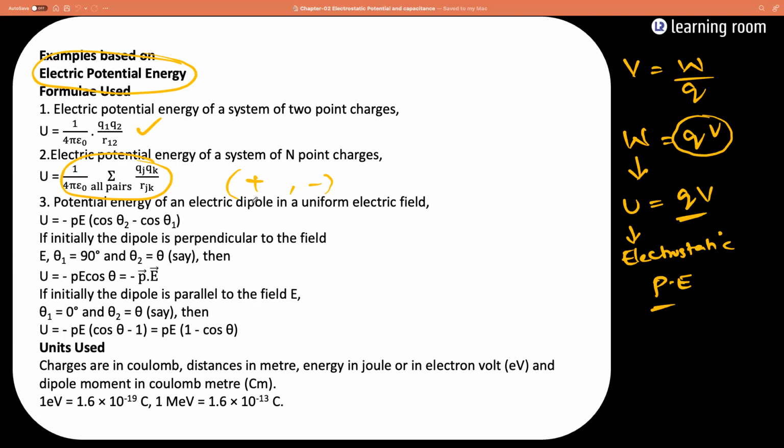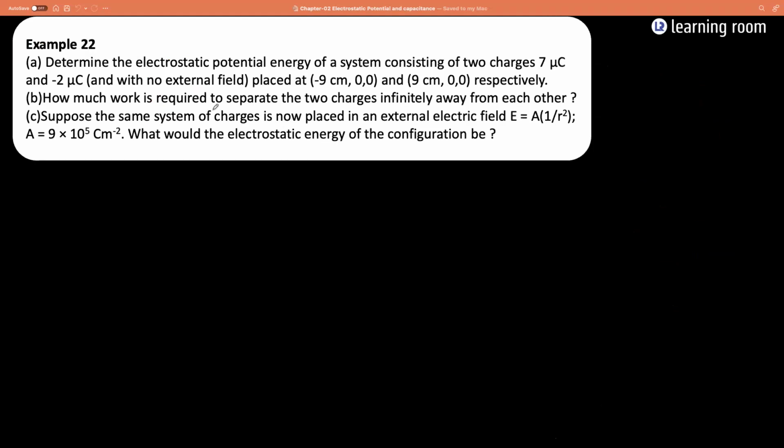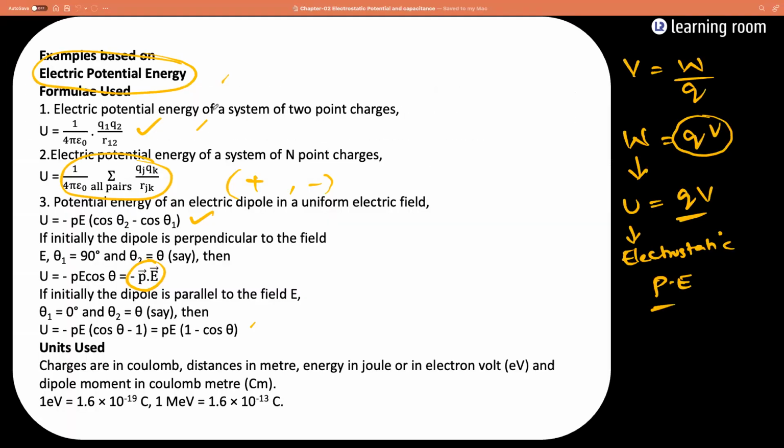Next is the potential energy of an electric dipole in a uniform electric field. It is going to be minus PE into cos theta 2 minus cos theta 1, or minus P vector dot E vector. Is that clear? These are all the formulae that we are going to apply to solve problems. Tomorrow's class, we'll discuss electrostatic potential energy and capacitors. With that, we are done with this chapter. In the meanwhile, as I suggested, go through the videos so that I need not concentrate much on the theory part.